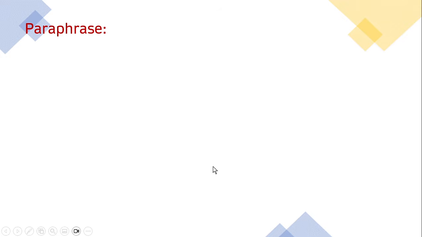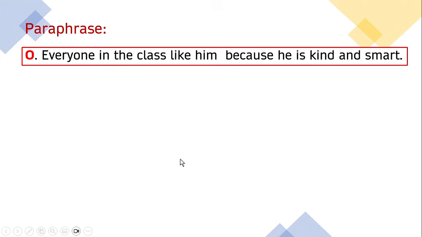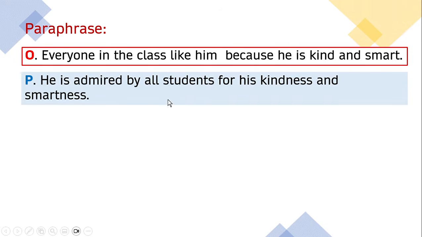Okay, another one: everyone in the class likes him because he is kind and smart. So if I ask you to paraphrase this sentence, it can be like this. In this sentence, I change the grammar of the sentence. I change the sentence from active into passive, and I also use some synonyms here.